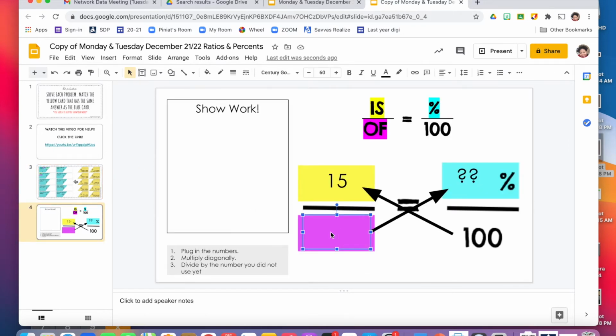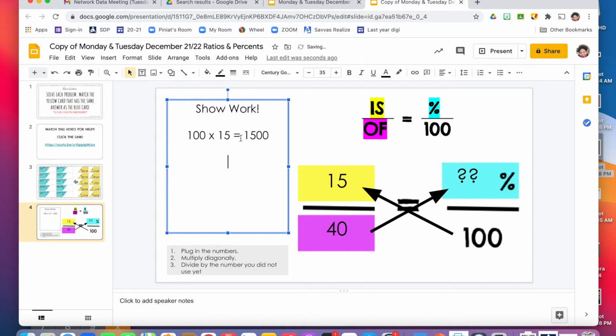So let's put 40. Now again, we want to multiply diagonally. 40 times question marks? No. 100 times 15? Sure. Those are two numbers. Remember, it has to be two numbers. 100 times 15, I'm not going to get my calculator out because I know it's 1500.